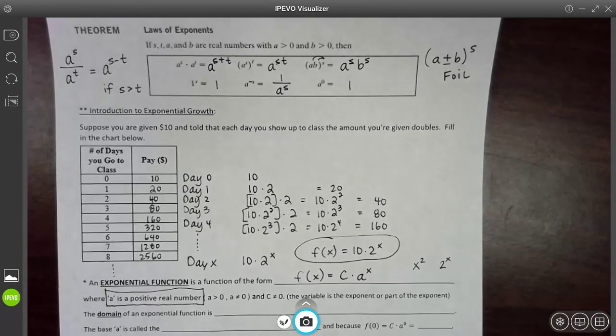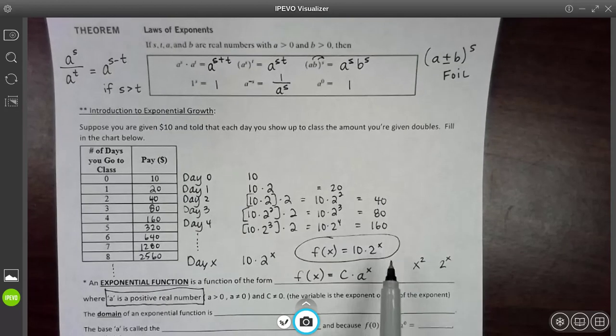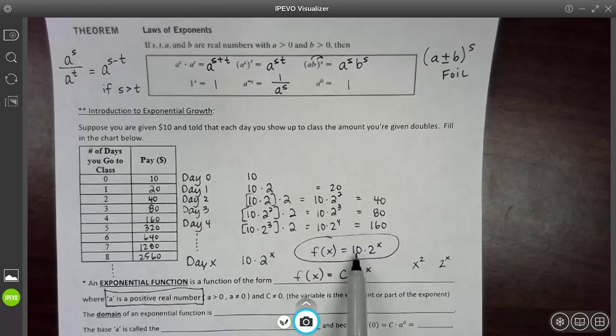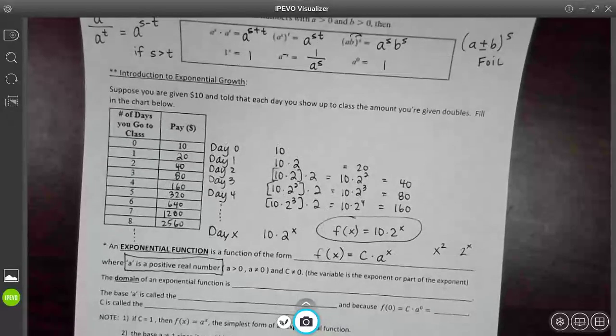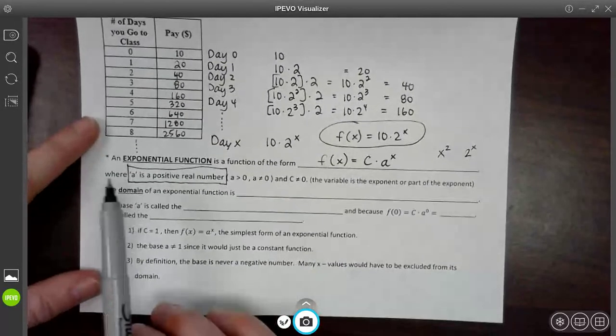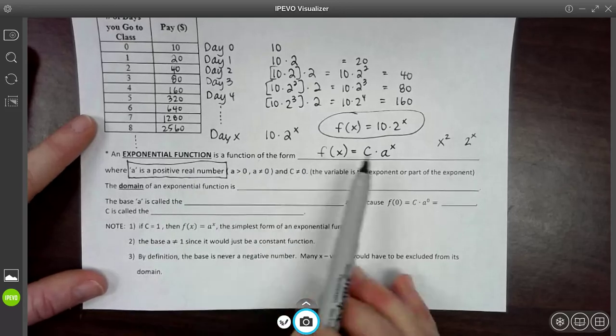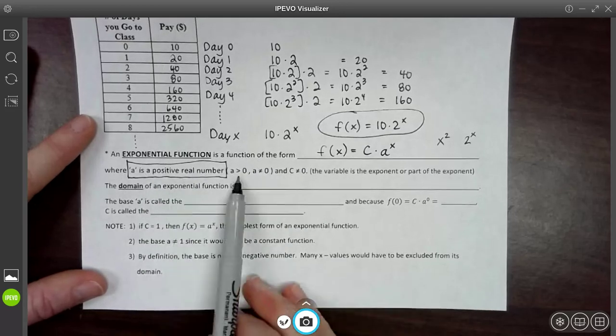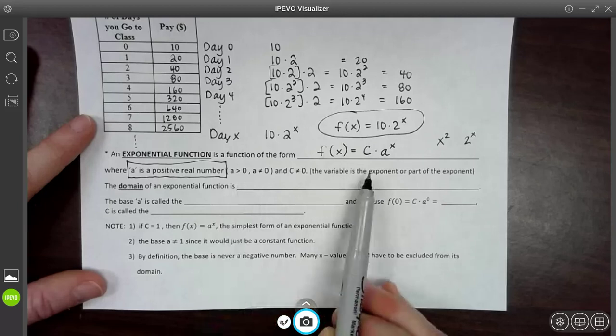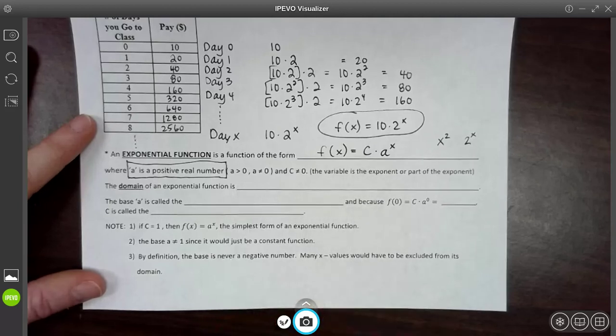We're going to have an unknown value represented by that exponent, all right? And you have a base and you have a constant. All right, so that's exponential growth, something that is growing very, very, very fast. Let's go back to the definition. So an exponential function is a function of this form, where a, the base, has to be a positive number, and the variable is part of that exponent, all right?